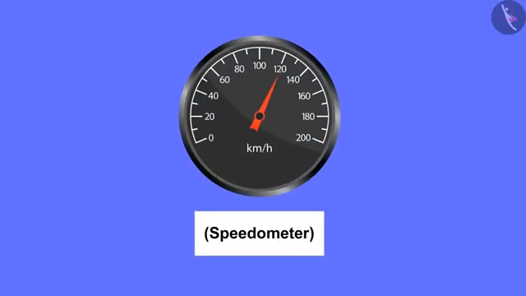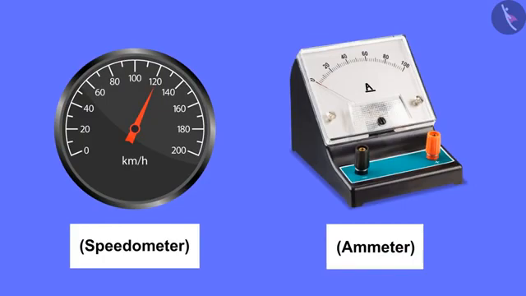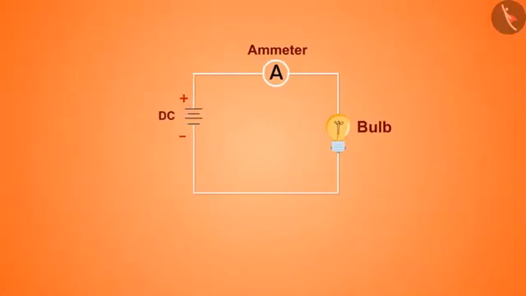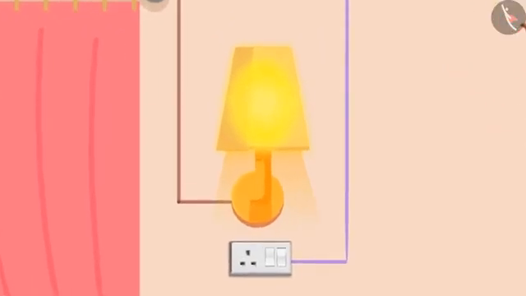Just as the speedometer is used to measure the speed of a vehicle, similarly in any circuit an instrument named ammeter is used to measure the electric current. Do you know a similar type of circuit is present in our homes too? But here the positive and the negative wires are not connected to the battery but are connected to the power supply coming into the house. We'll know more closely about this in the upcoming videos.